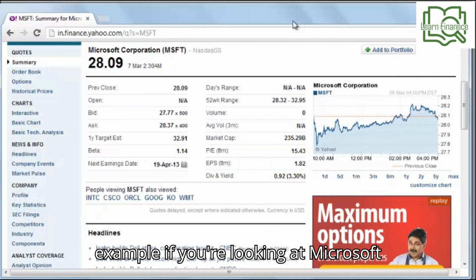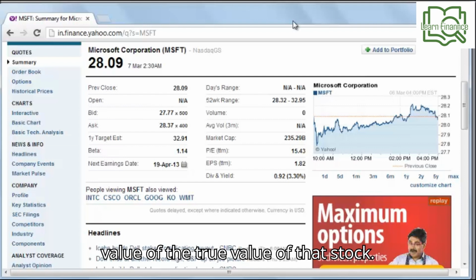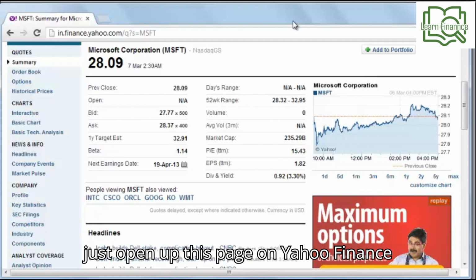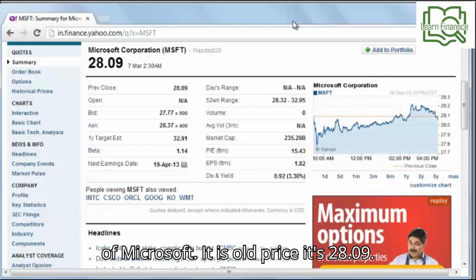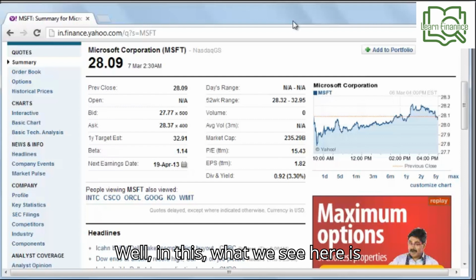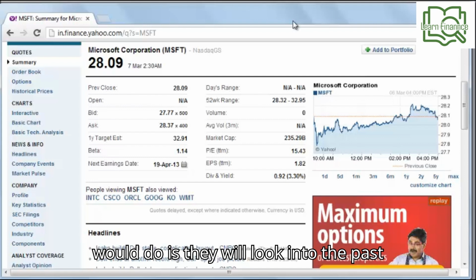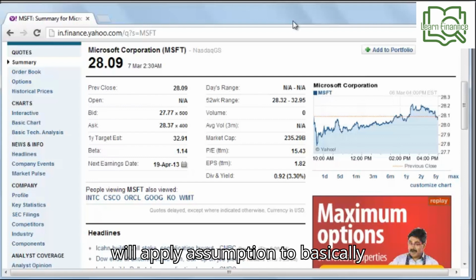For example, if you're looking at Microsoft stock, what is the intrinsic value, the true value of that stock? So let me just explain this. I just opened up this page on Yahoo Finance to look at the stock price of Microsoft. The old price is 28.09. However, what analysts would do is look into the past performance of this company, and then apply assumptions to understand what the future expectations are.